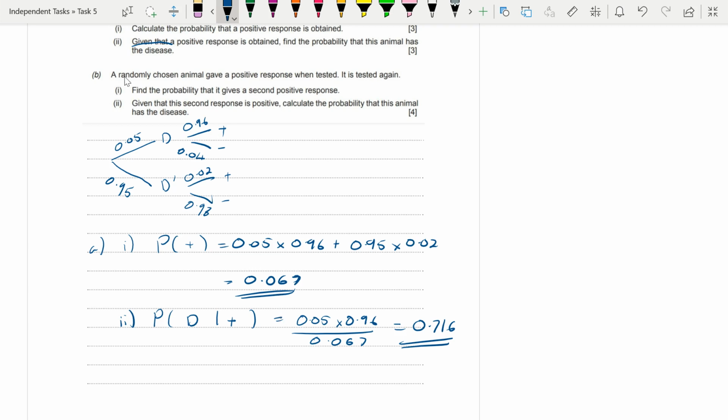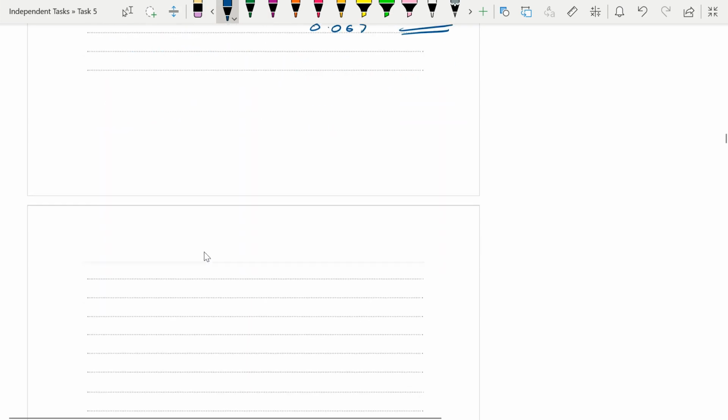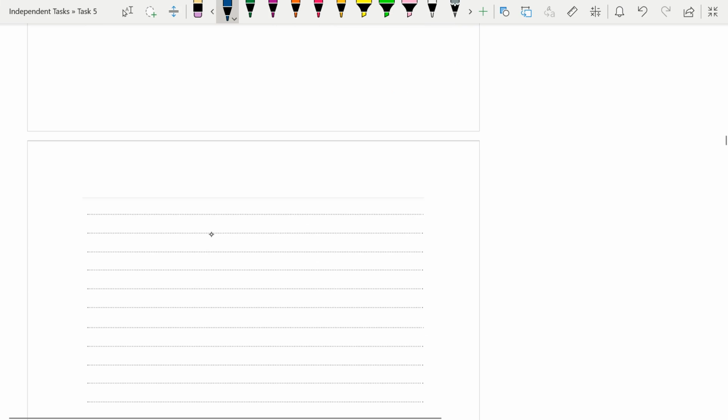Okay, so for the next one, we've got a little bit harder, a little bit more to think about here. A randomly chosen animal gave a positive response. So I've already got a positive response from them. It's tested again. Find the probability that it gives a second positive response. Okay, so there are two scenarios to think about. Either they've got the disease, given they gave a response, and they give another one. So I'm going to use what I did before, 0.716. That's the probability that they have the disease, given that they've given me a positive response, and then I'm going to times that again by 0.96.